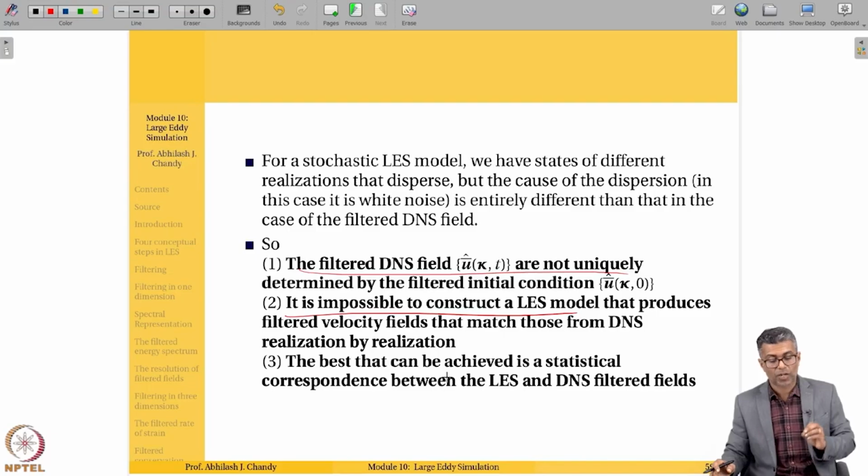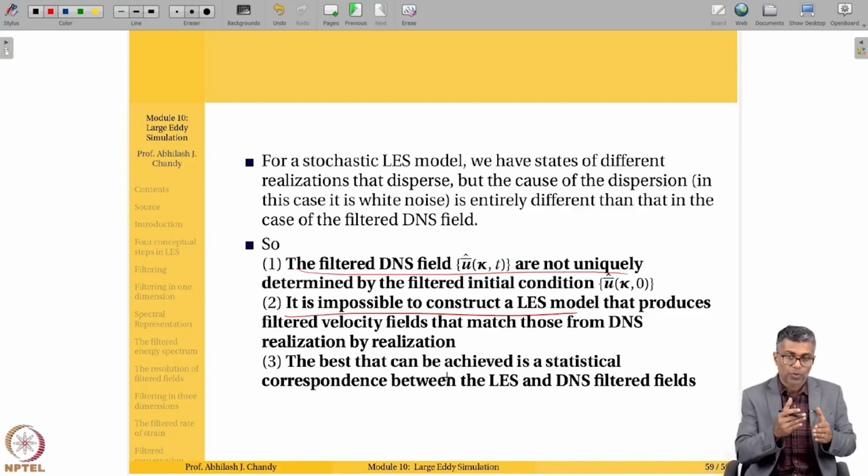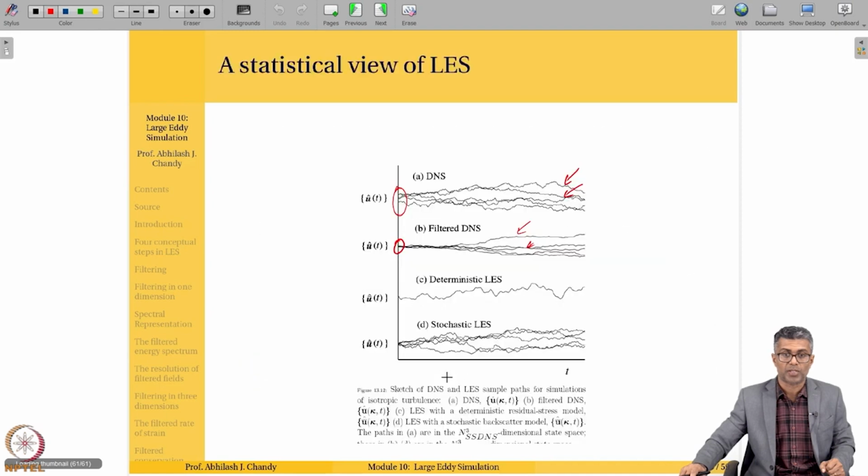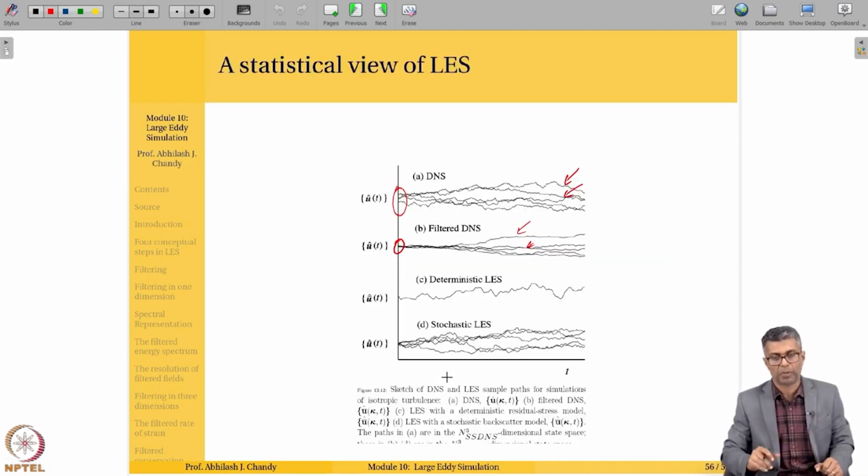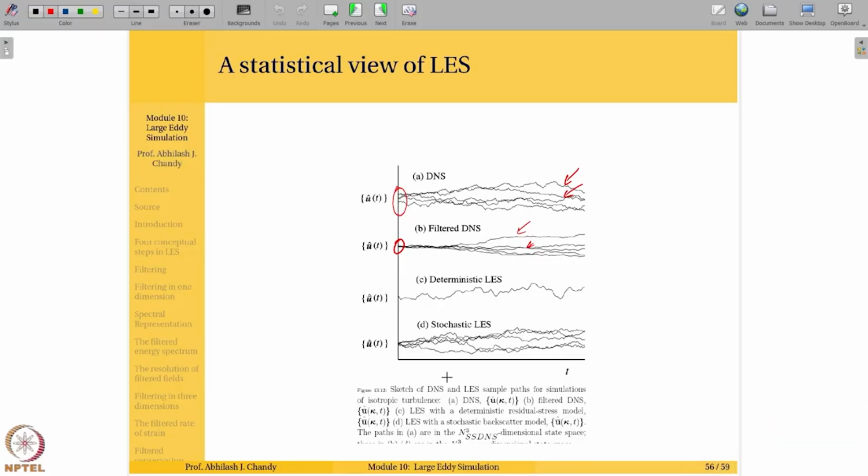Okay, so that is the conclusion we obtained from that discussion related to this statistical view of LES. And this plot pretty much summarizes that. So this completes the notes, the modules required for this class. We have now completed all the modules.